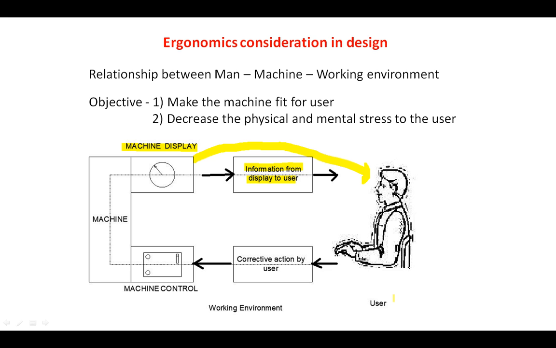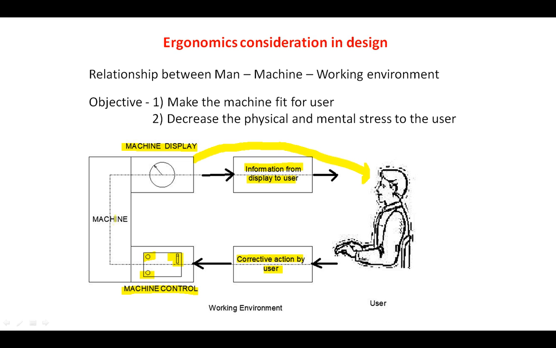And the second contact point is, after reading or learning what is happening inside the machine, the user will take some corrective action. And how will this corrective action be taken? By using some control switches, some control mechanism. There may be some switches, a hand lever, a hand wheel or some brake. It depends on which machine you are using.